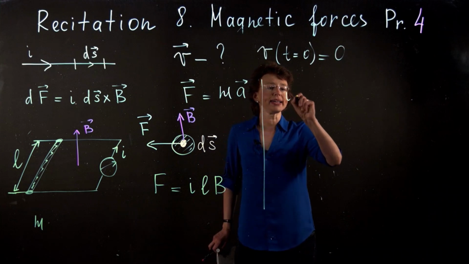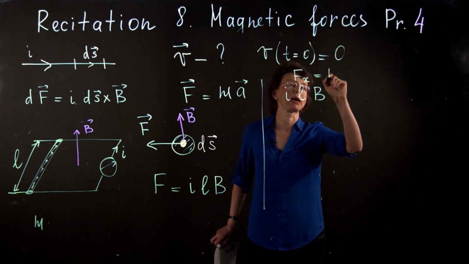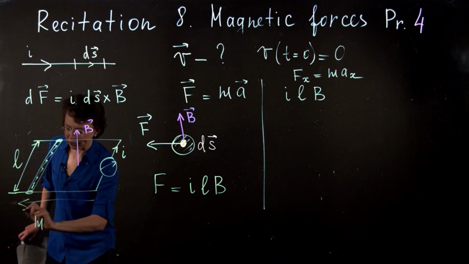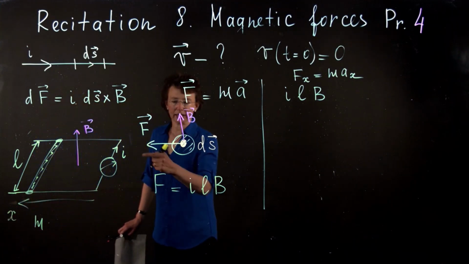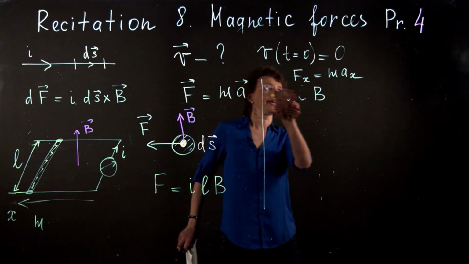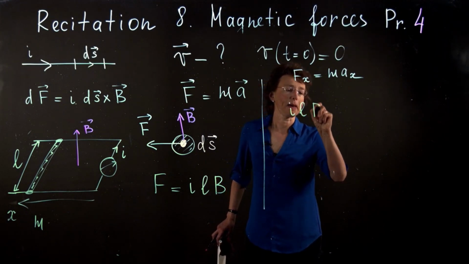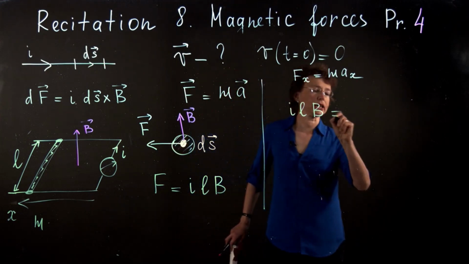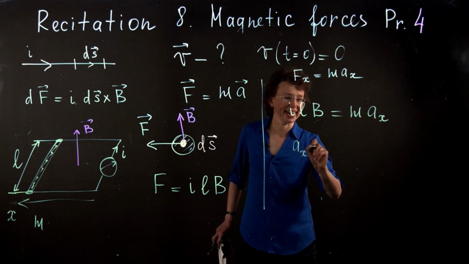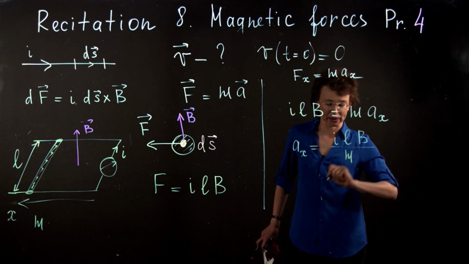And then I write Fx, Fx equals m ax, where my x is to the left. This is my direction x. X is to the left. Then the projection of the force is positive. I write ILB, positive. ILB, the force, is equal to m ax. The acceleration ax is I L B divided by m, where the current is given, L is given, B is given, and m is given.